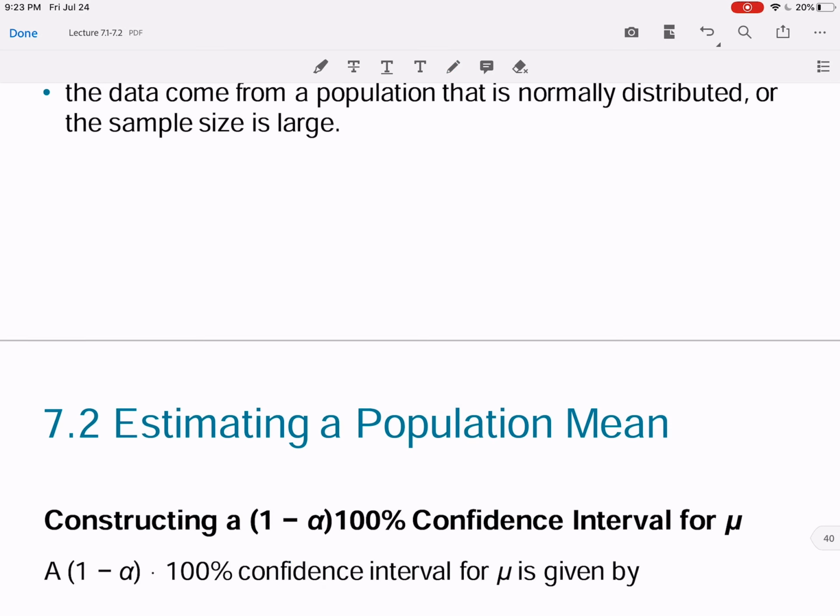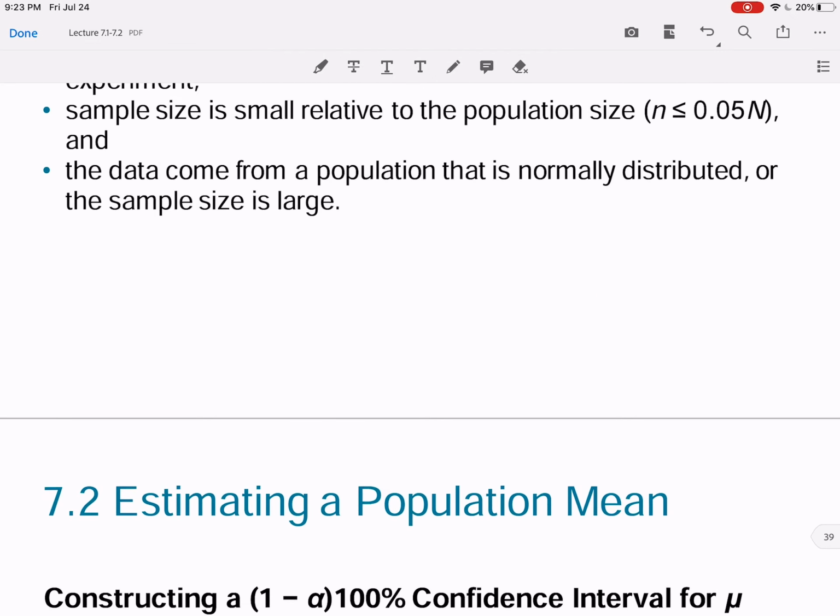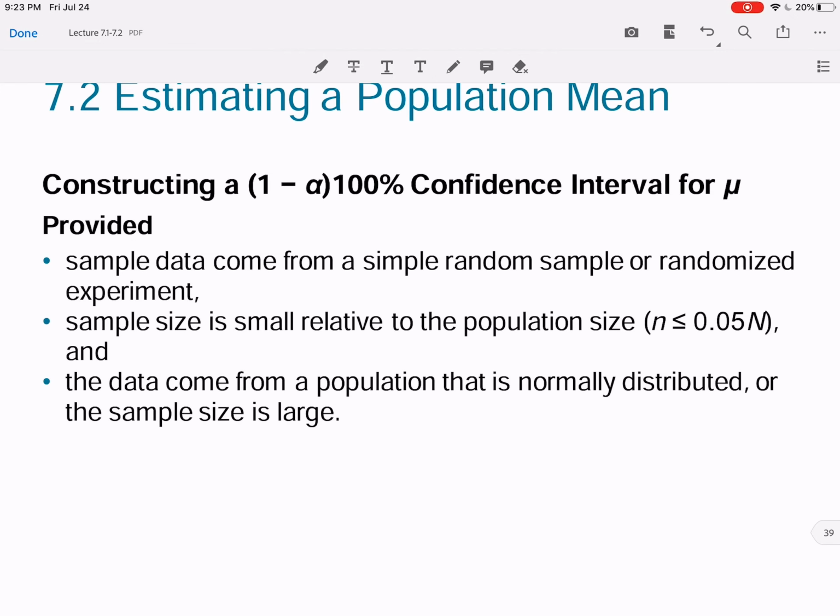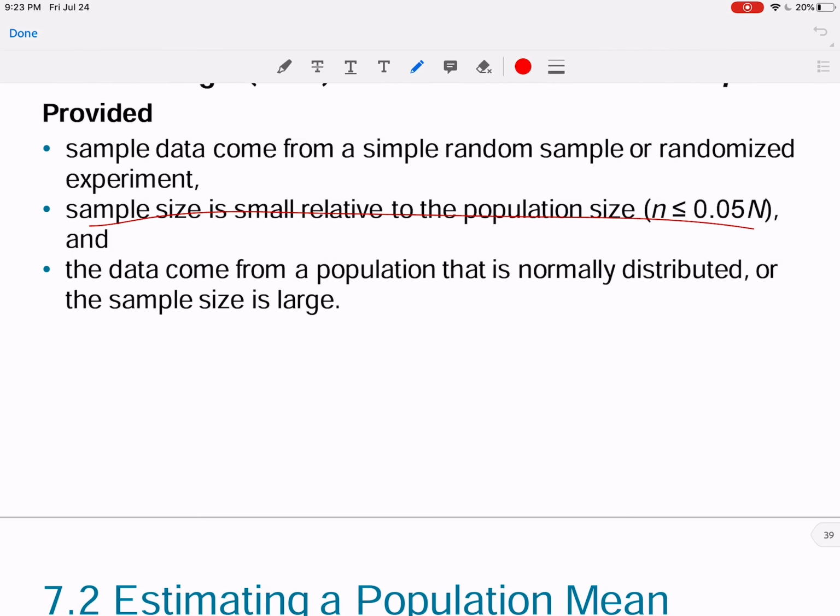Now let's take a look at the conditions for constructing the confidence interval for mu. The sample data come from a simple random sample or randomized experiment. The sample size is small relative to the population size; technically we need to check this, but all the problems we meet in this class always satisfy this condition. The data come from a population that is normally distributed, or the sample size is large. That's the two different situations we discussed before.